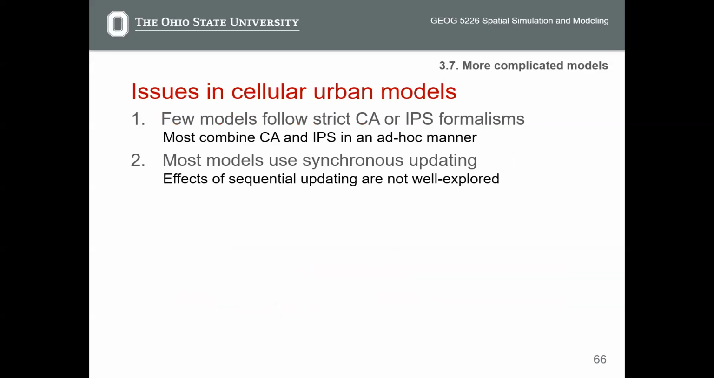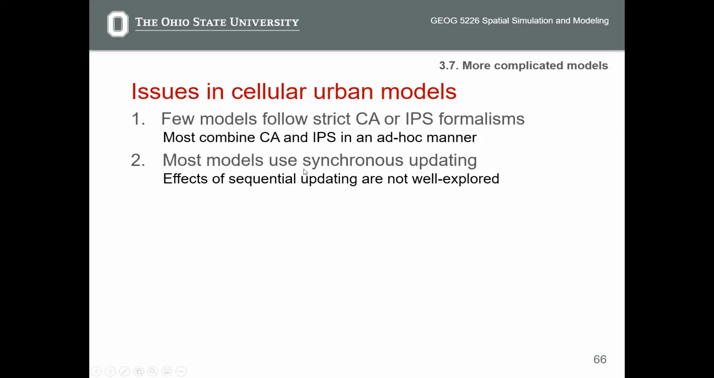Okay, and there are also challenges or issues you should be careful with if you use cellular urban models to simulate spatial patterns in urban areas. So a few models follow strict CA or IPS formalisms, which means that there is barely pure application of a single building block like CA or IPS. In most scenarios, you have to combine different building blocks, okay, to achieve your goals.